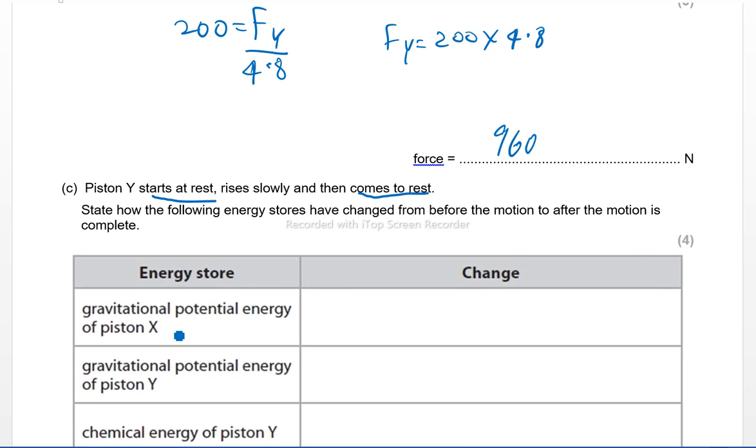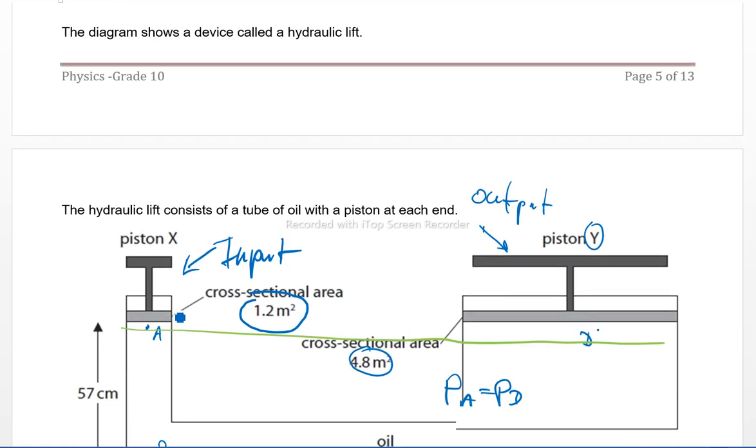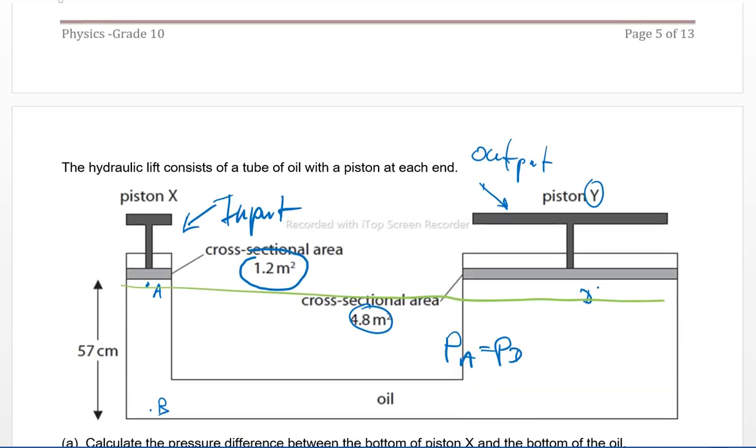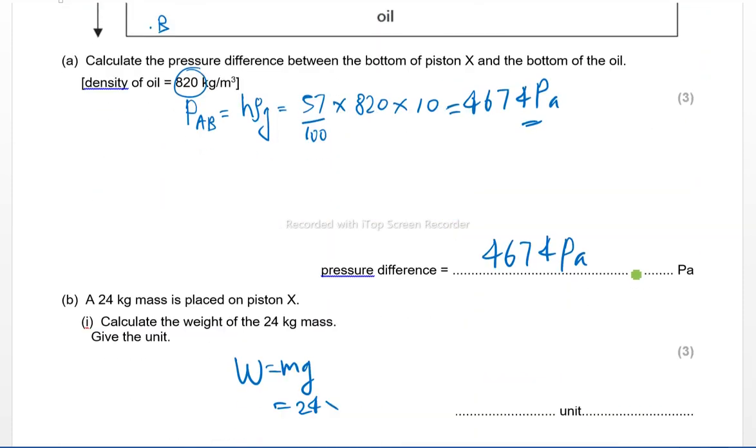Gravitational potential energy of piston X. So when you place a mass at point X, the piston X will move downwards, right? Piston X will move downwards, piston Y will move upwards, right? When the object moves downwards, Gp is lost. When an object moves vertically up, Gp is gained. So for piston X, the gravitational potential energy decreases, and for piston Y, the gravitational potential energy increases. Okay, children?